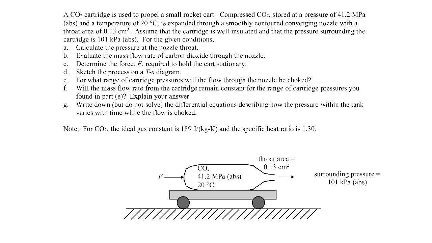And we're told to assume that the cartridge is well insulated, so there's no heat loss out of the cartridge, and that the pressure surrounding the cartridge is 101 kilopascals. So this is what the back pressure is. We're discharging into this pressure.